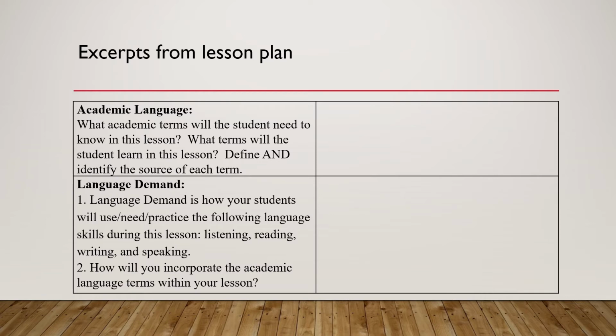What's the prior knowledge of academic language that they're going to need to know for this lesson? Do they already know the term Venn diagram, or do you need to introduce the term Venn diagram? What terms are they going to learn in this lesson? And then again, identify the source and provide a definition.